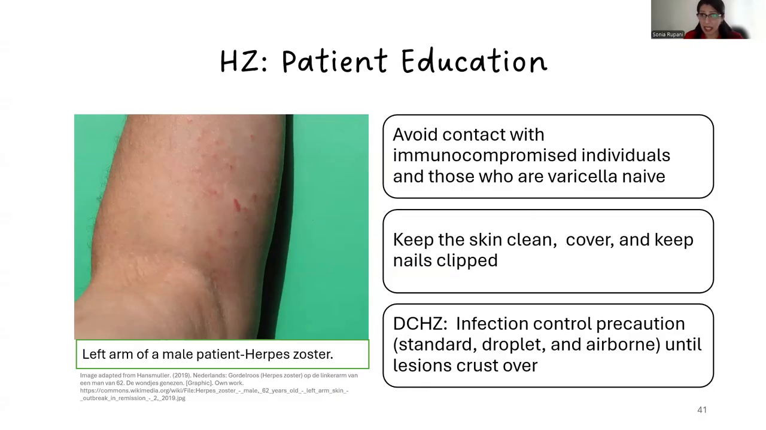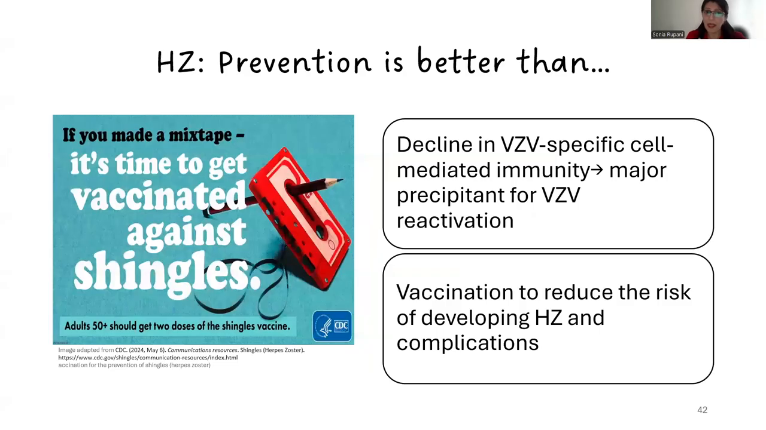If they have disseminated cutaneous herpes zoster, these patients are going to be on IV treatment and hospitalized. For these patients, we need to follow the standard droplet and airborne precautions until those lesions crust over, because it can spread through their cough, and so it can be airborne. So that precaution comes in place. We know prevention is better than cure, right?